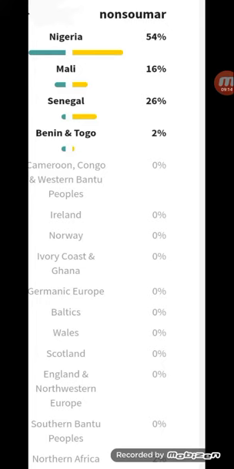This one is 54% from Nigeria, 16% from Mali, 26% from Senegal, 2% from Benin and Togo, 2% North Africa. Spoke with this person. They are half Hausa, and then they're half Igbo. So it's a mix of Africans.